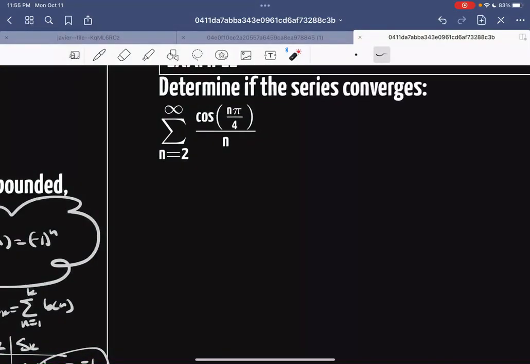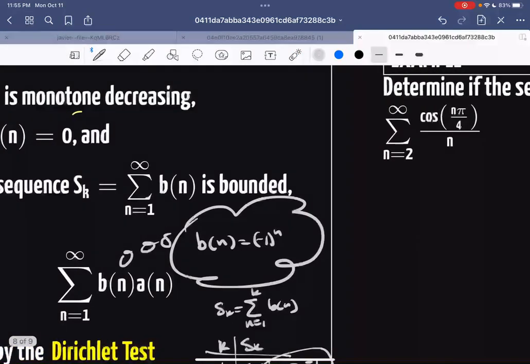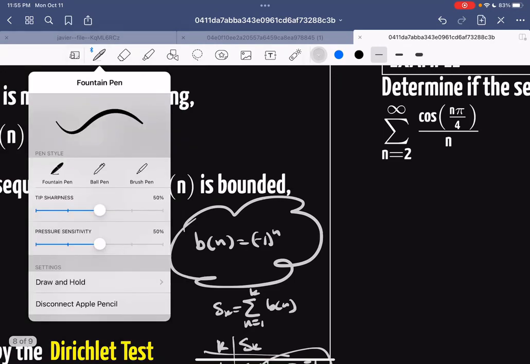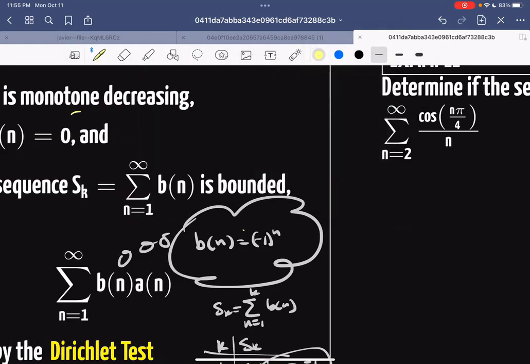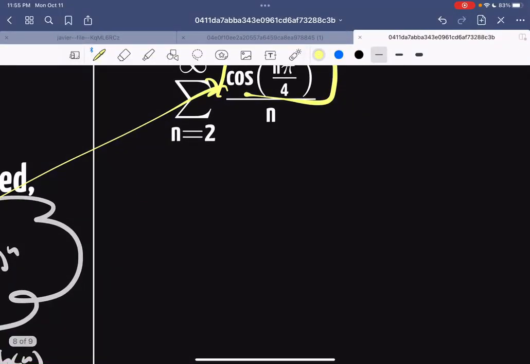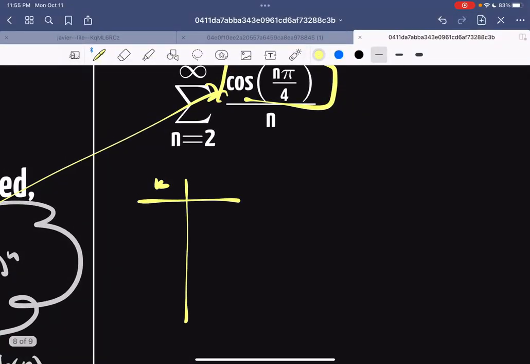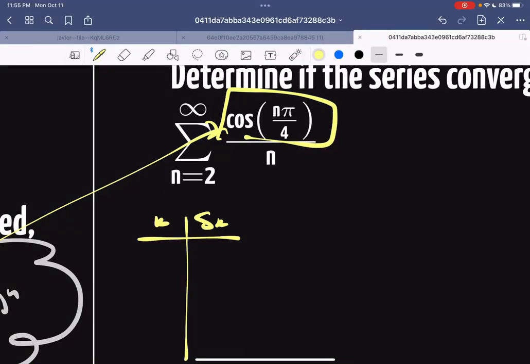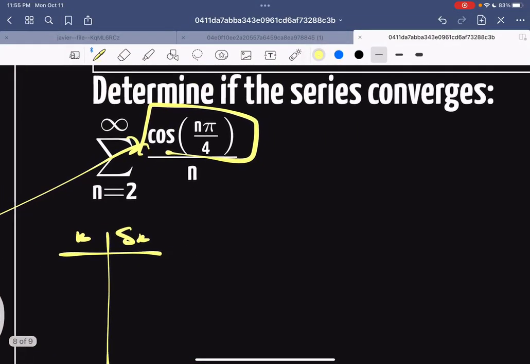We made a little chart earlier. This is going to be our bn. Our bn is going to be exactly this. Okay? Now let's see if we can show that our partial sum sequences are bounded. So first thing I'm going to do is write a k here, and I'm going to try to find out the Sk's. But before that, I'm going to write out a n here and the bn.